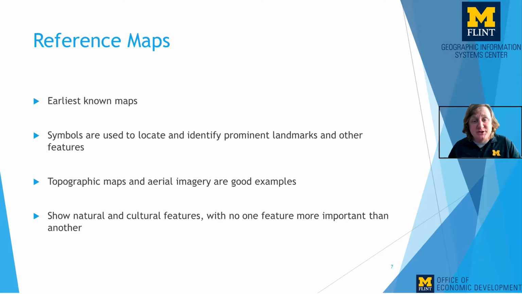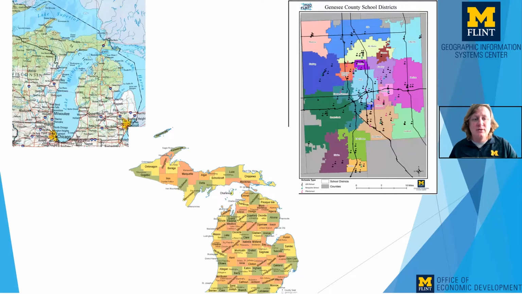Reference maps are the earliest known maps. And these use symbols to locate and identify prominent landmarks or locations of a specific area. Topographic maps and aerial imagery are pretty good examples, as well as road atlases and some others. They show natural and cultural features with nothing being more important than the other. It kind of shows everything that's there. Sometimes that can be specific subjects, but again, it shows roads, it shows a variety of different aspects of an area, just to give you the relationship of where things are in relation to other things.